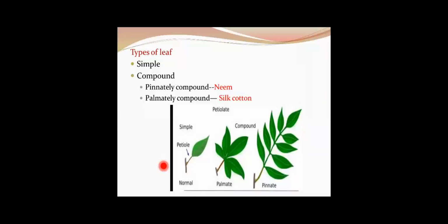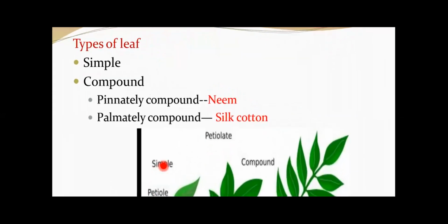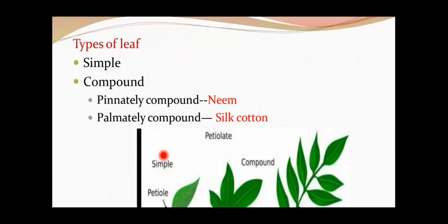Okay. Then the next part is types of leaves. There are two major types of leaves. One is called the simple leaf. Another one is called the compound leaf. So what is simple and compound leaf? You should know very clearly. A leaf is called simple when its lamina is entire, and even if it is incised, the incisions do not touch the midrib.